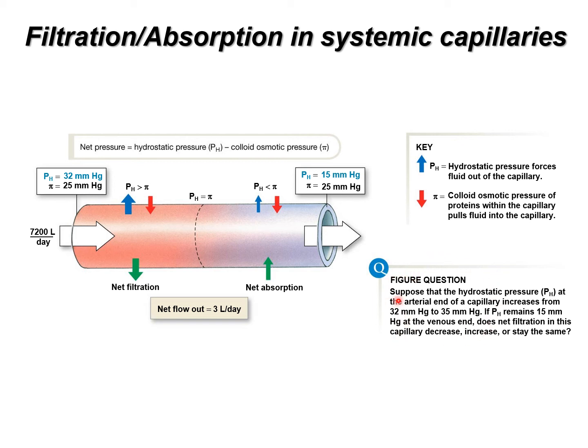Okay, so read this question. Suppose that the hydrostatic pressure at the arterial end increases from 32 to 35. If P sub H remains 15 at the venous end, how does that change or affect filtration? Let's talk about that in the next slide.